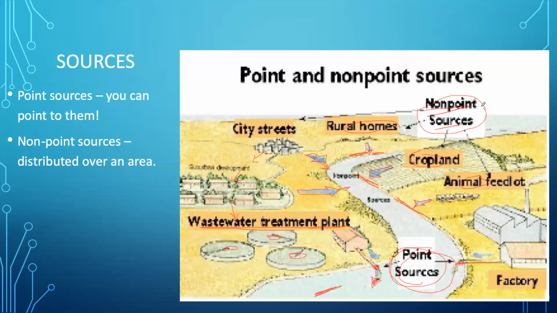Okay, so a simple way to distinguish between the two that's worked for me. Point sources are called that because you can point to them. Non-point sources are called that because you can point at them, but you can't point to them. So that's a usable tongue-in-cheek rule of thumb between point sources and non-point sources.